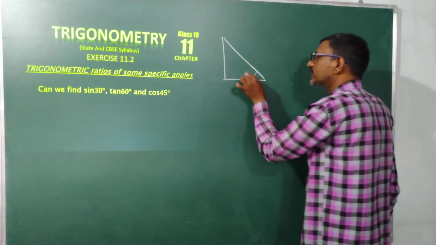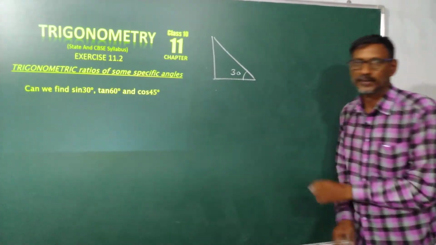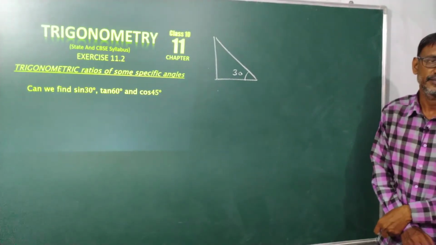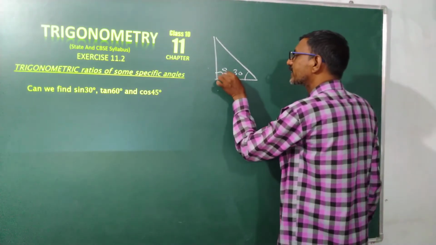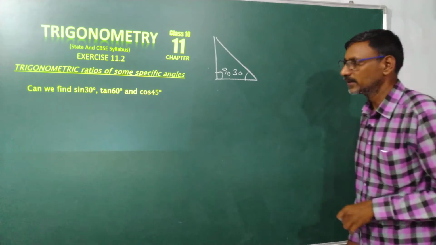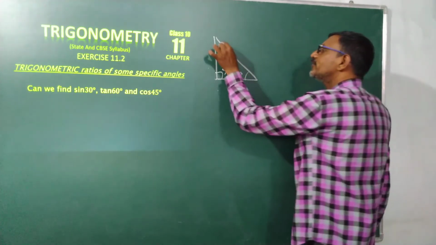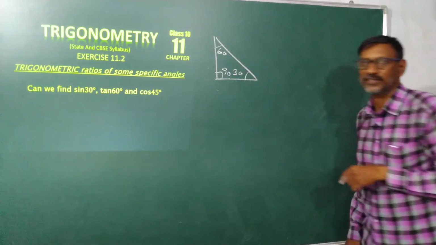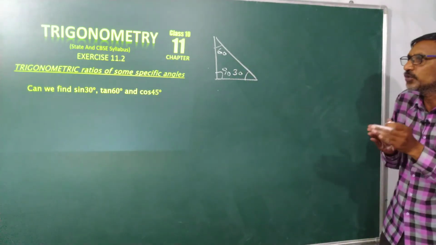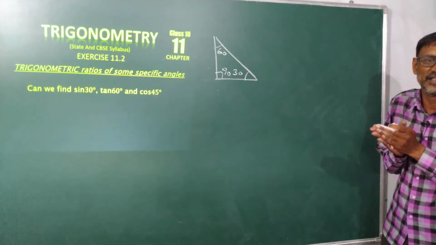So, this is 30 degrees. Do you understand now? This is exactly 90 degrees. This, we can tell, is 60 degrees, but there is no use of this word. I would like to make a small construction.